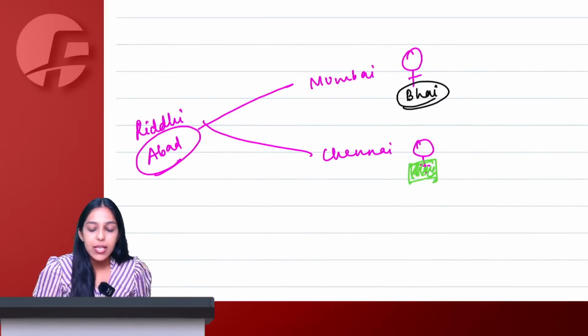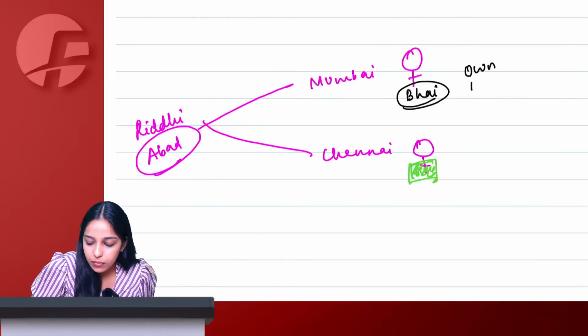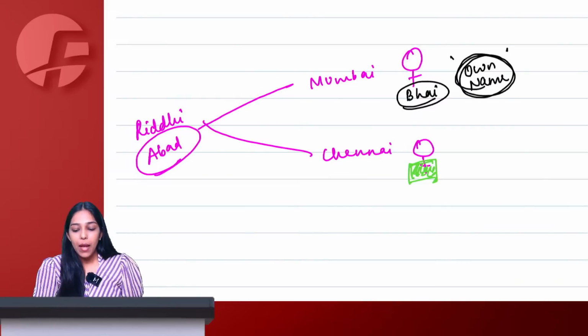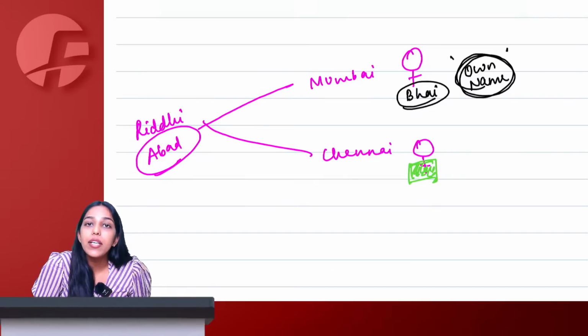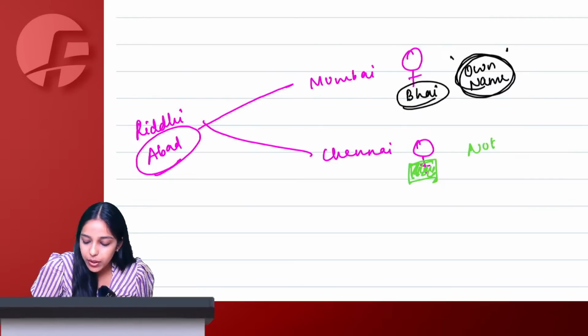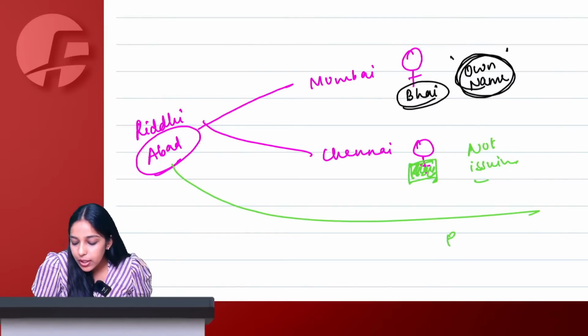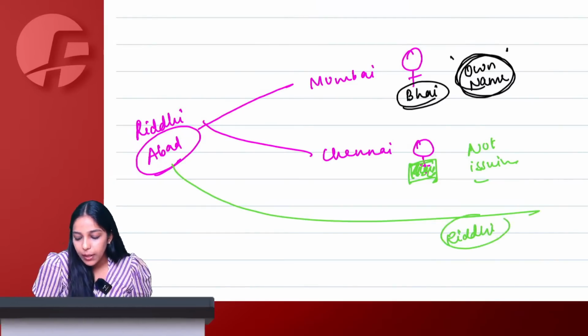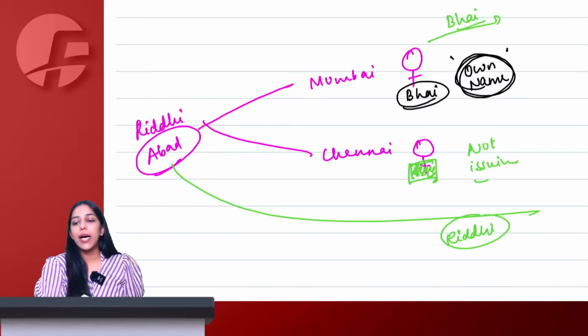So in this case, Bhai decided to issue invoices in his own name. But Anna said, no, I am not going to issue invoices in my own name, which means whenever Anna is selling goods on my behalf, the invoice is issued directly in the name of Riddhi only, in the name of the principal. Whereas here the invoice is issued in the name of Bhai.